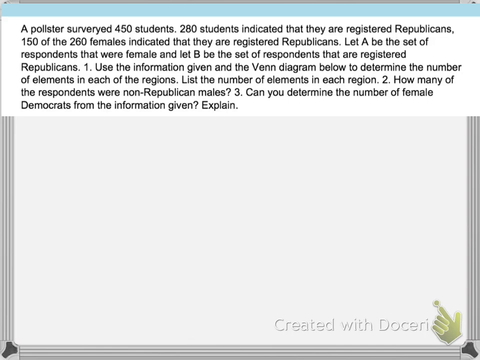So we're asked here to let A be the set of respondents that were female, let B be the set of respondents that are registered Republicans. So, just for clarity, let me write that out. A is the set of females, and B is the set of Republicans.